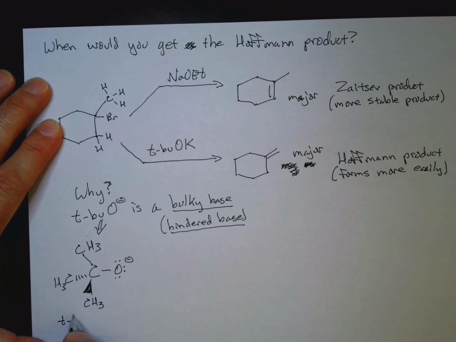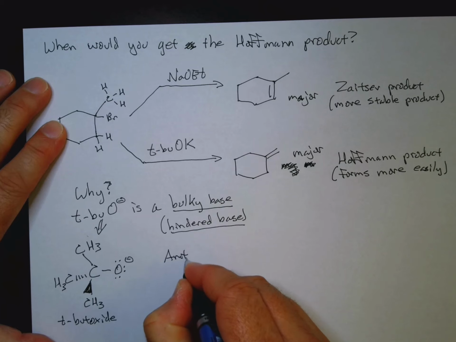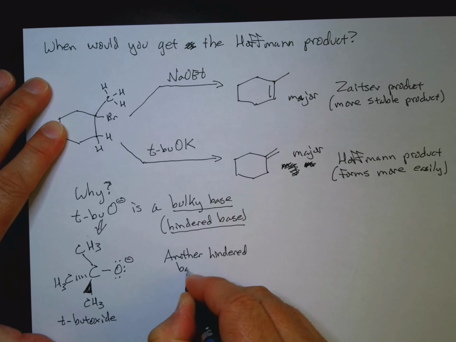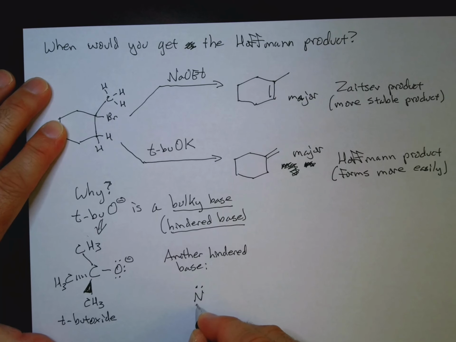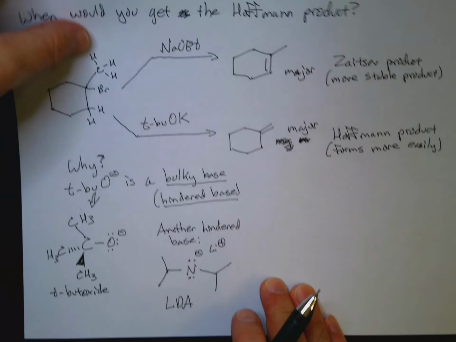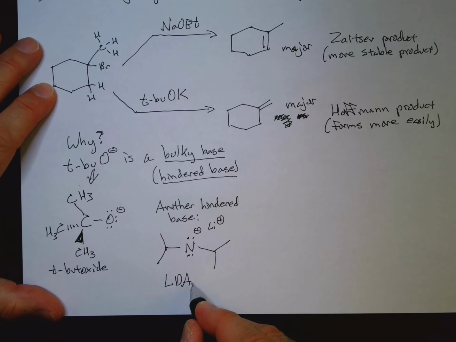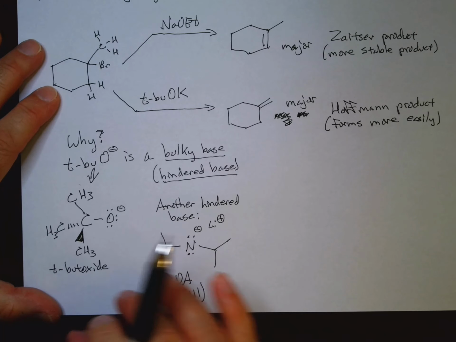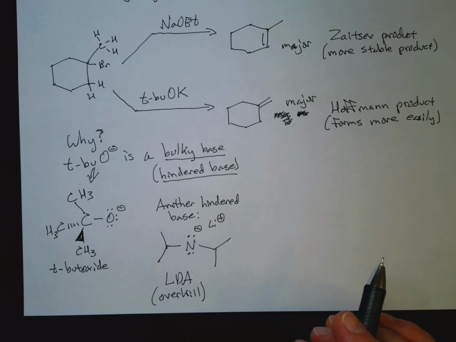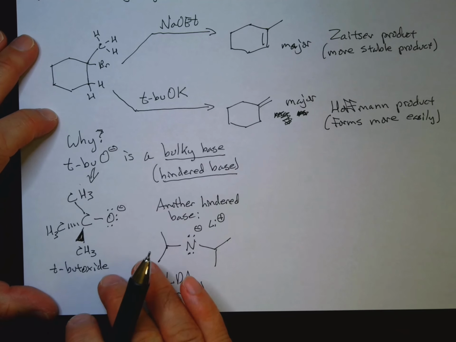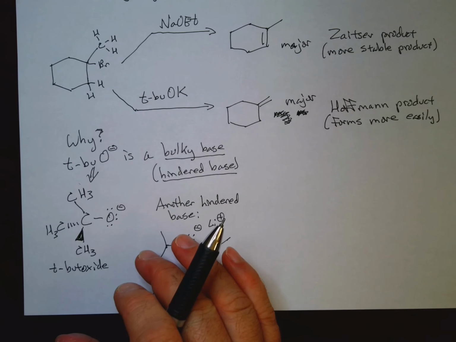Another hindered base is, with Li plus there, this is LDA, lithium diisopropylamide, which is actually overkill. It's a super strong base, which we really don't need here. Just use t-butoxide, and these will give the Hofmann product. Now, they're usually not nucleophilic, so these guys usually won't do an SN2, but they could on something like a methyl halide. We do have some bases that are non-nucleophilic.